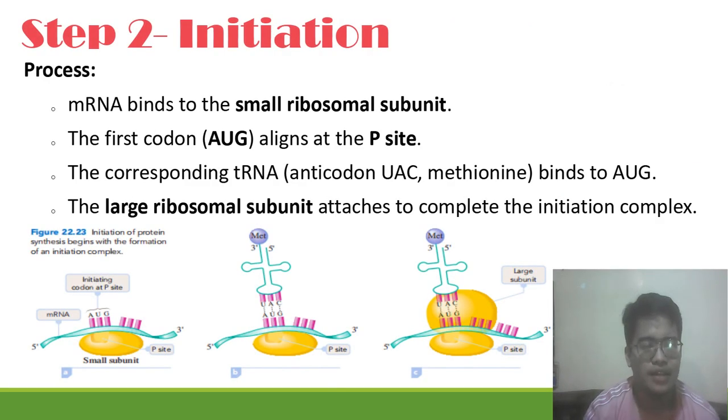So again, I'm going to repeat the process of the initiation. First, the mRNA binds to the small ribosomal subunit. The second is that the first codon, or the AUG, will align to the P site, or the peptidyl site. The third one is that the corresponding tRNA, or the anticodon UAC methionine, binds to AUG. And lastly, to complete the process, the large ribosomal subunit attaches to complete the initiation complex.